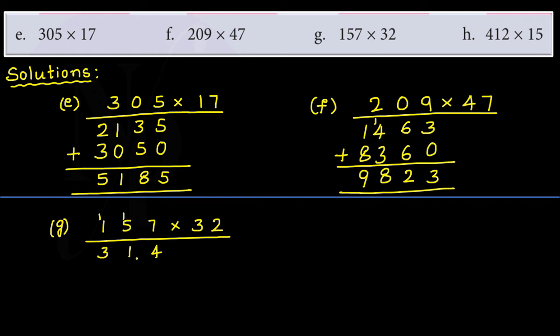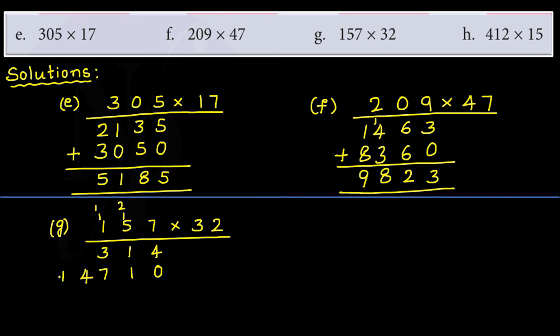2 plus 1 is 3. Now we have to multiply by 3. Just before that we should put a 0 here. So 3 7s are 21. 1 is written here. 2 is carried forward. 3 5s are 15. 15 plus 2 is 17. So we should write 7 here. 1 is carried forward. 3 1s are 3. 3 plus 1 is 4.